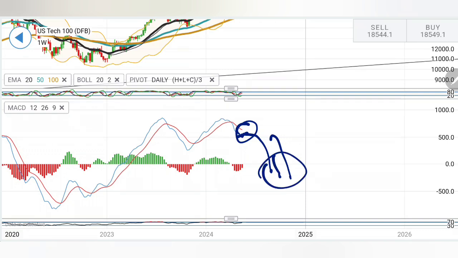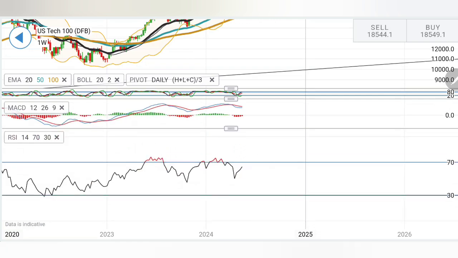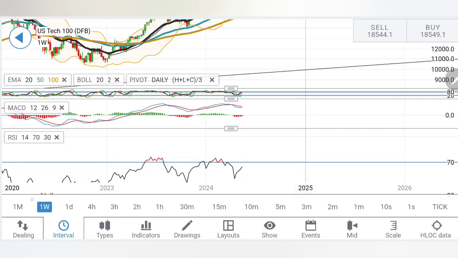We have to wait for a red candle from here on the weekly charts, and two subsequent red candles will confirm that that is the beginning of the fall towards the bottom. Right now it is not showing any such sign. RSI rising, again signs of bullishness.